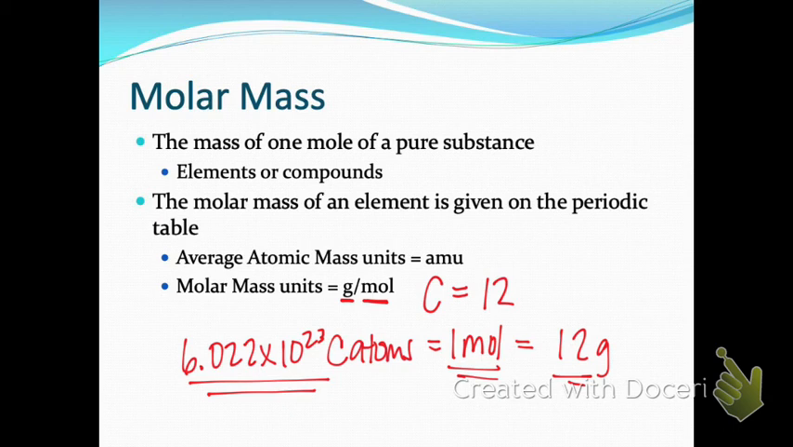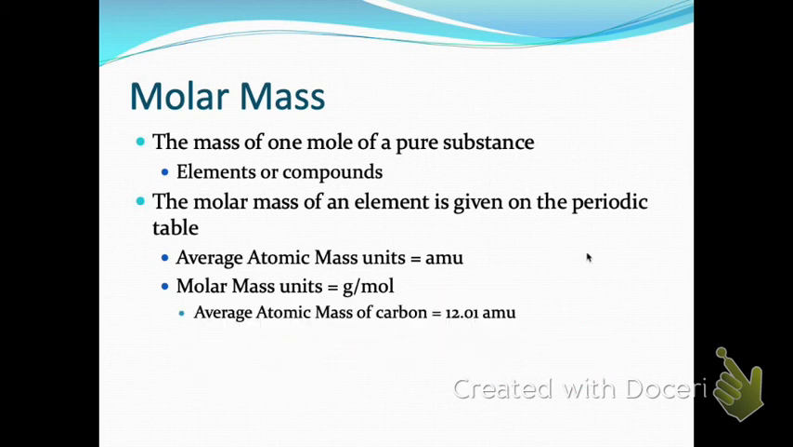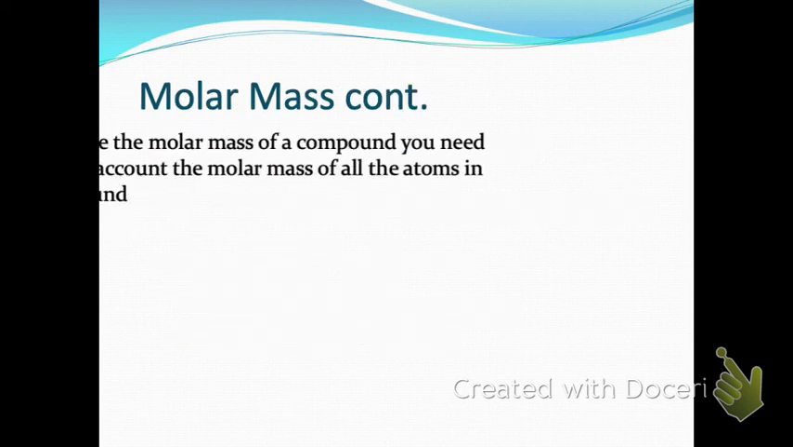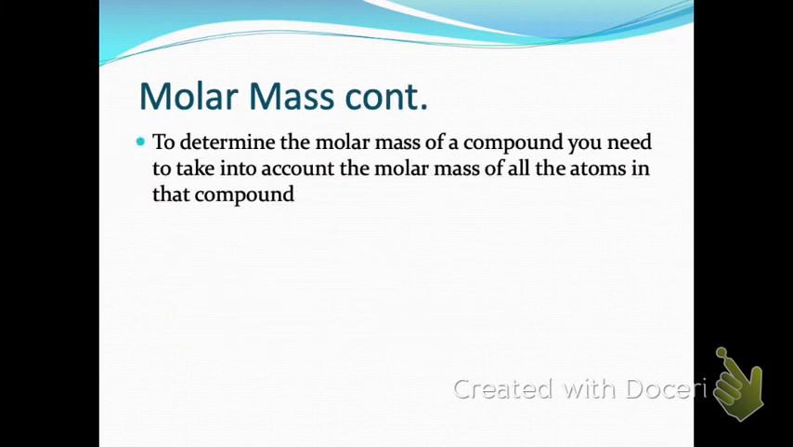It's just looking on the periodic table. All right, when we use, I gave the example of carbon again. Okay, 12 AMU or 12 grams per mole. If we want to find the molar mass of a compound, we have to take into account the molar mass of each of the individual atoms within that compound.